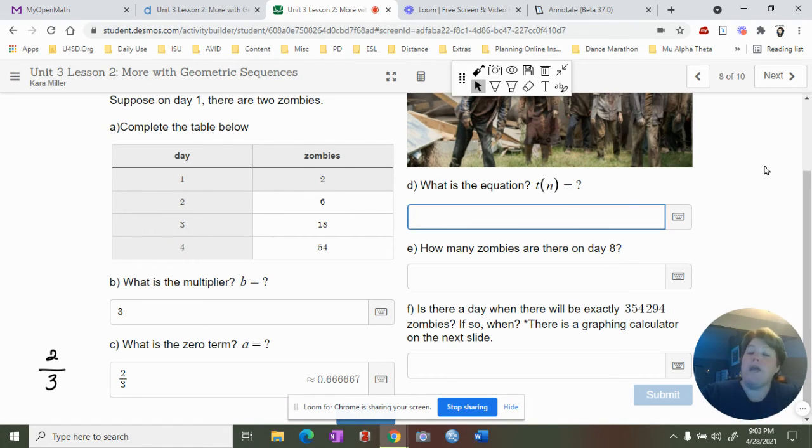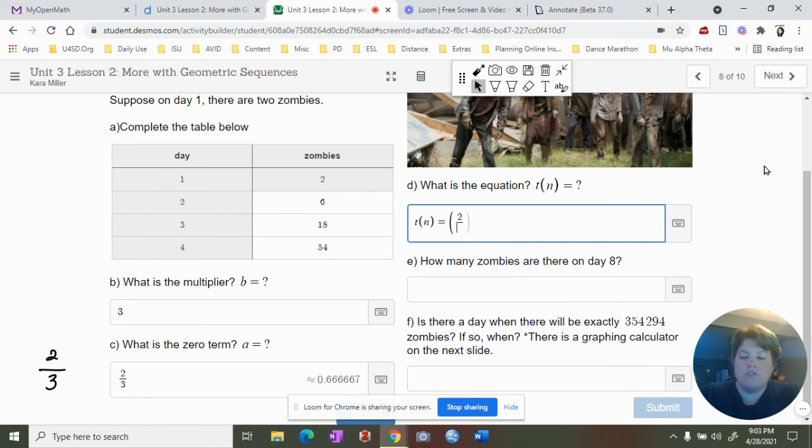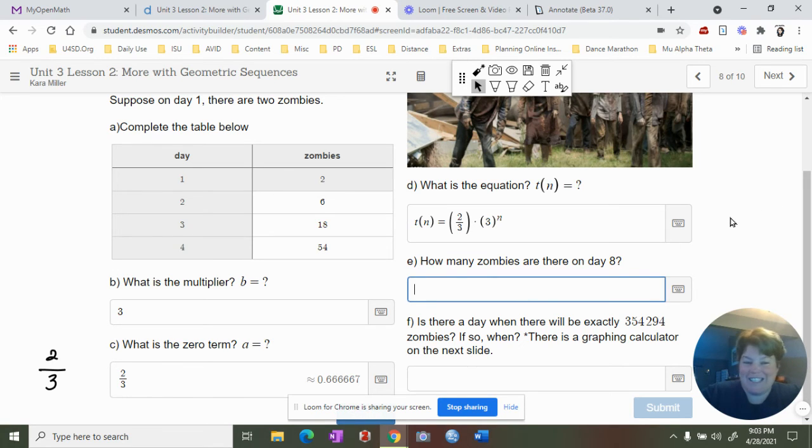So our equation then, our T of n equals our a value, 2/3, times our b value, 3, because we are tripling, and then to the power of n. By day 8, how many zombies do we have?